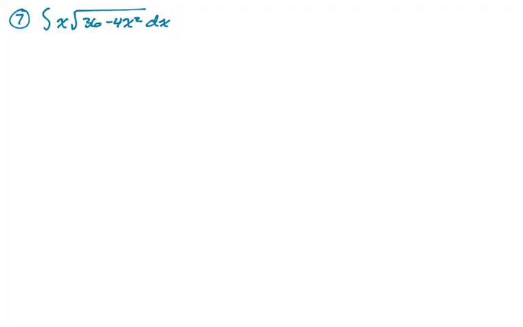Just try to make the problem look simpler. So I'm going to let u equal 36 minus 4x squared. And if it works, it's going to work. If it works, good. If it doesn't work, try a different value for u.